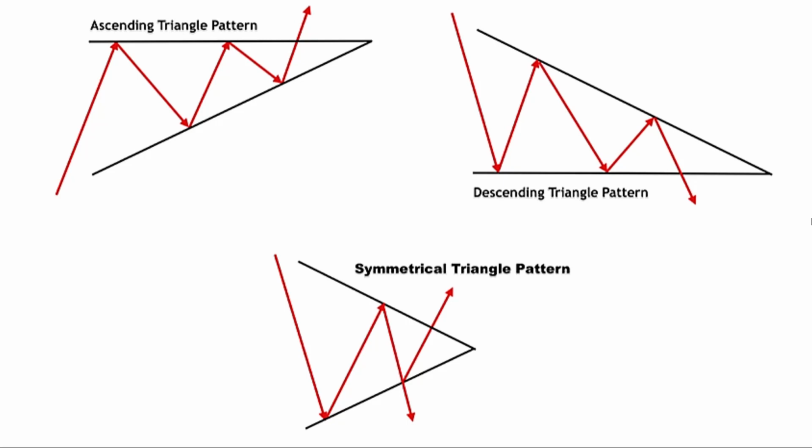In theory, we need 5 points to verify a triangle. But the market is not perfect and you need to understand the idea and how triangles are formed. We have 3 types of triangles: ascending, descending, and symmetrical.